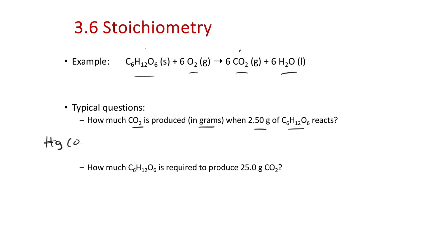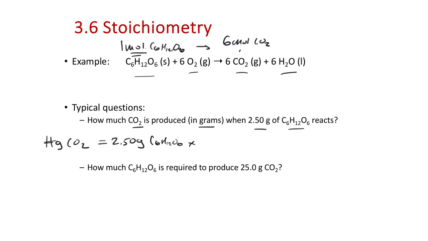We could set up a BCA chart, but to me, this isn't a BCA chart problem. This to me is just a dimensional analysis problem of starting from the 2.50 grams of the C6H12O6. We just need to go to moles to get into that molar unit. So I need to go grams to moles in order to get to my 1 mole of C6H12O6 will react to form 6 moles of CO2. So I just got to convert to moles to get into the proper converting unit to use the coefficients in the reaction.